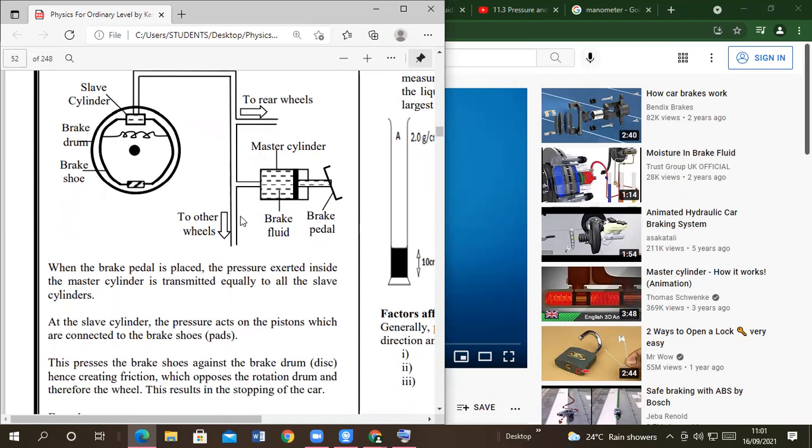So you should know that the brake system of the car is made in such a way that all the tires have this kind of system. In most cars, all the tires have this kind of system. So one force that is applied on the pedal pushes the liquid through all those other tires. That's why we are seeing that we have this arrow showing that to other wheels.